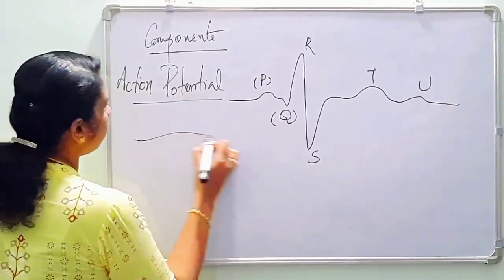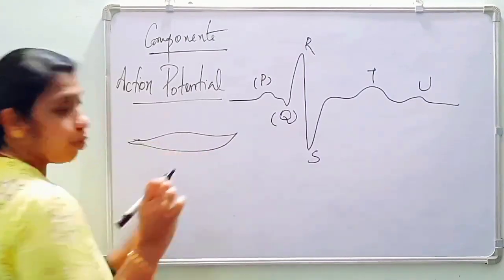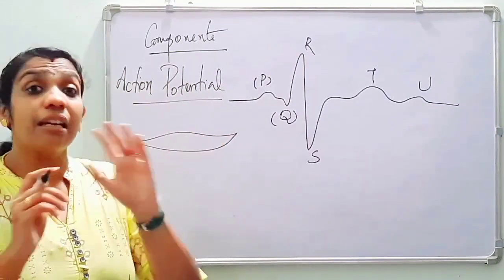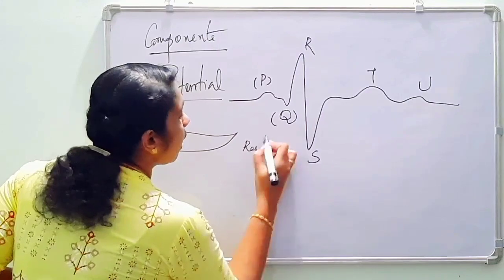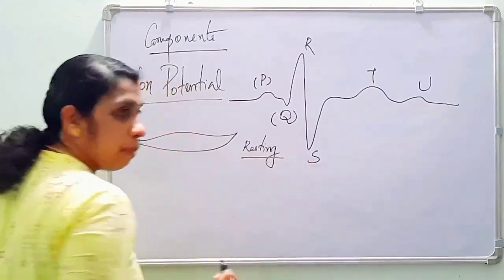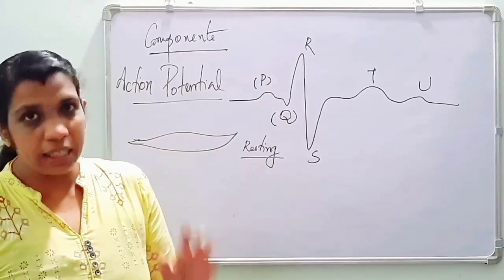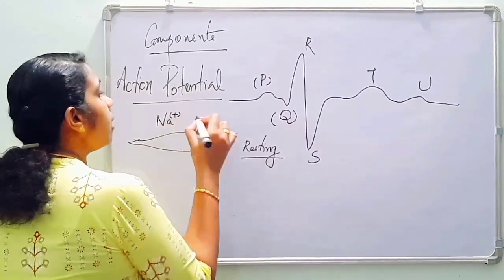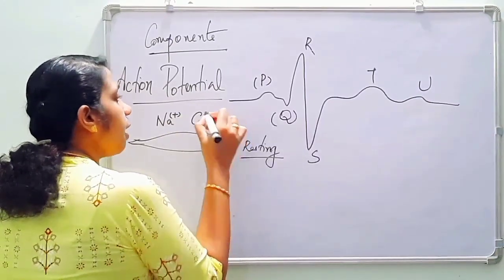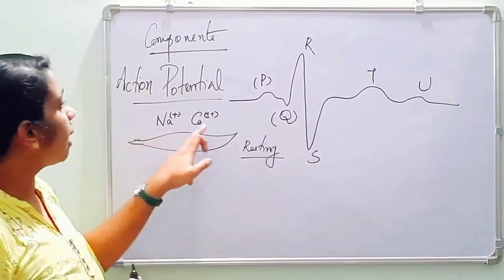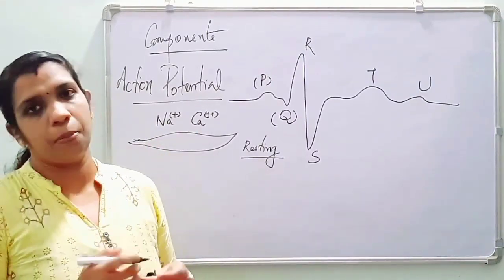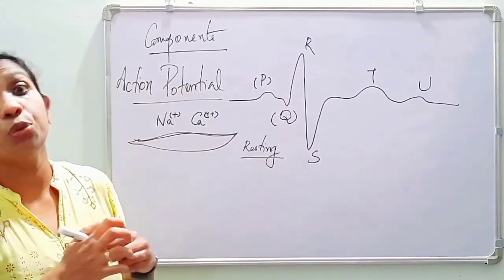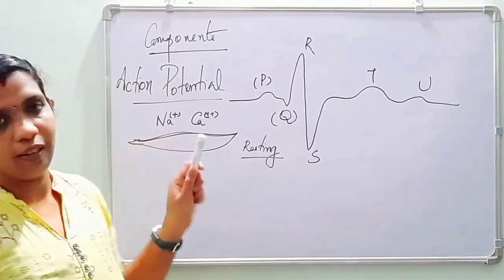Suppose this is the cardiac cell and this is the membrane of the cell. In the resting phase of the cardiac cell, there will be positively charged sodium ions and positively charged calcium ions outside the membrane. So this is the membrane. Outside the membrane, there are 2 ions, positively charged sodium and positively charged calcium.